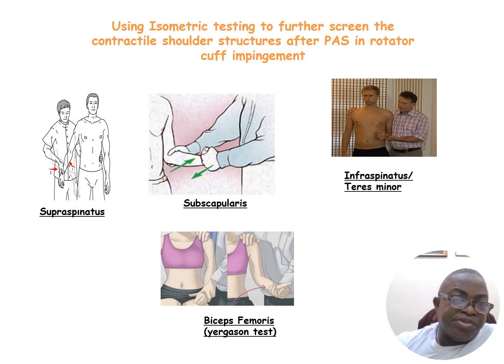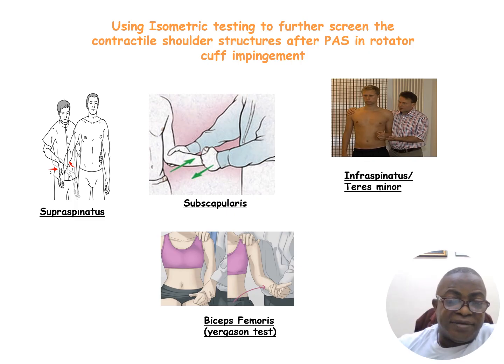If the shoulder pain is reproduced with abduction, then supraspinatus will be implicated. If the shoulder pain is reproduced with internal rotation isometric resistance, then that shows that subscapularis is implicated. If external rotation isometric resistance reproduces the pain in the shoulder, then that's an indication that infraspinatus and teres minor are implicated.